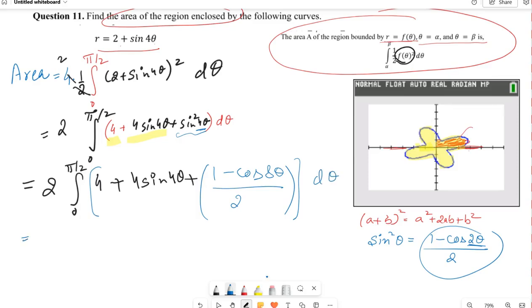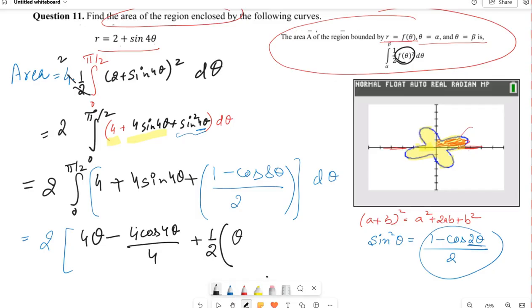Okay, let's integrate it now. The integral of 4 is 4 theta. The integral of 4 sine 4 theta is negative, because the integral of sine is negative: minus 4 cosine 4 theta by 4. Plus half is outside: the integral of 1 is theta, minus, cosine's integral is sine 8 theta by 8. We have done the integral, therefore the limits are going to be written on the right hand side.